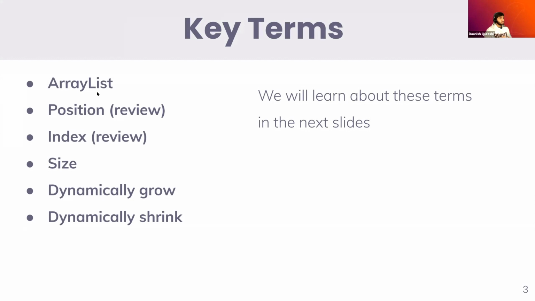So some key terms: array list, position, index, size, dynamically grow, and dynamically shrink. Of course, not all of these are going to make sense, and you're not going to understand them until the end of the lesson. As we progress, make sure to keep these in mind, and we will revisit them at the end of the lesson to review and understand every single one of them. Okay.